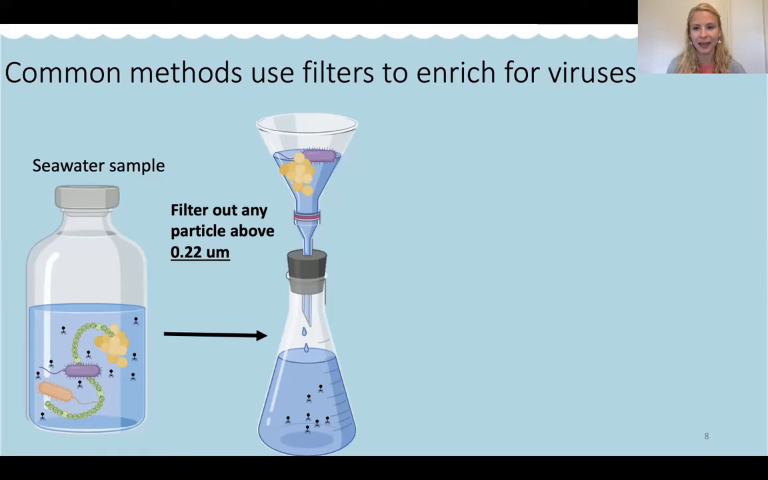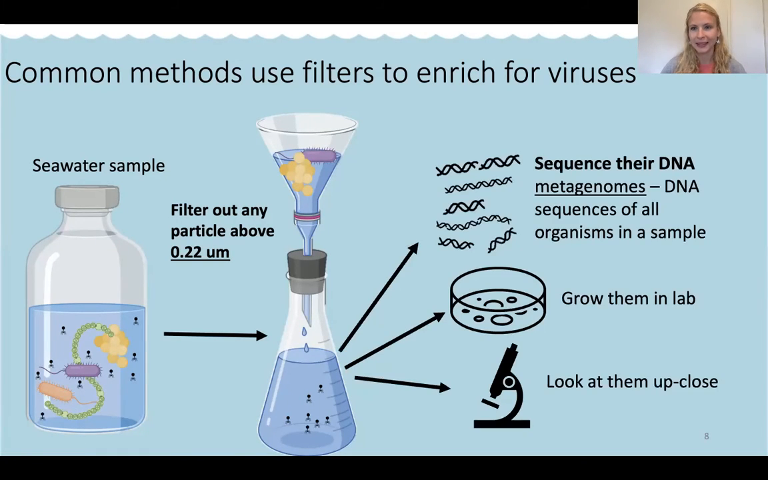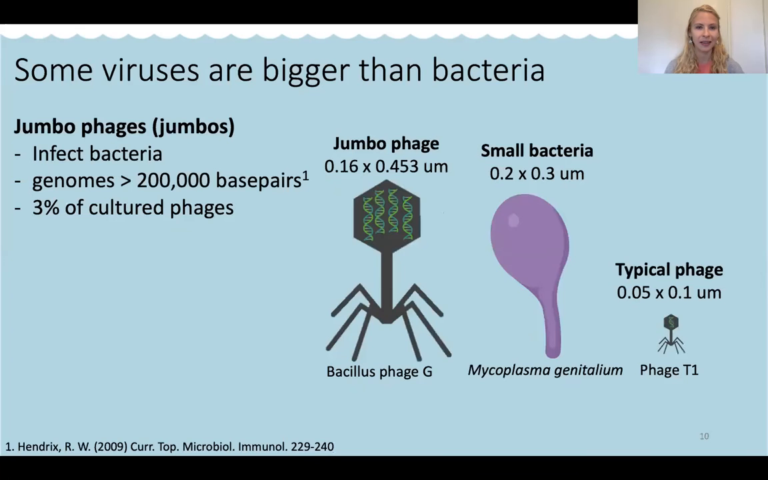We do this in several ways, such as sequencing their DNA in metagenomes, which are the DNA sequences of all organisms in a sample, or we grow them in the lab, or we look at them under microscopes. However, recently it's been found that viruses can be much larger than we thought. In fact, some of these viruses can be bigger than that 0.22 micron size. And one group of these large viruses is called jumbophages.